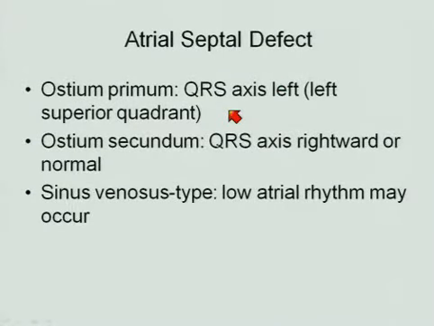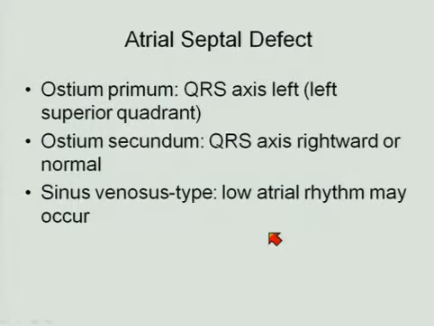Remember, when it comes to atrial septal defects, the ostium primums have a left axis in contrast to the normal or right axis. The secundums have the rightward or normal axis in adults, and when you have a sinus venosus ASD, a low atrial rhythm is commonly present.